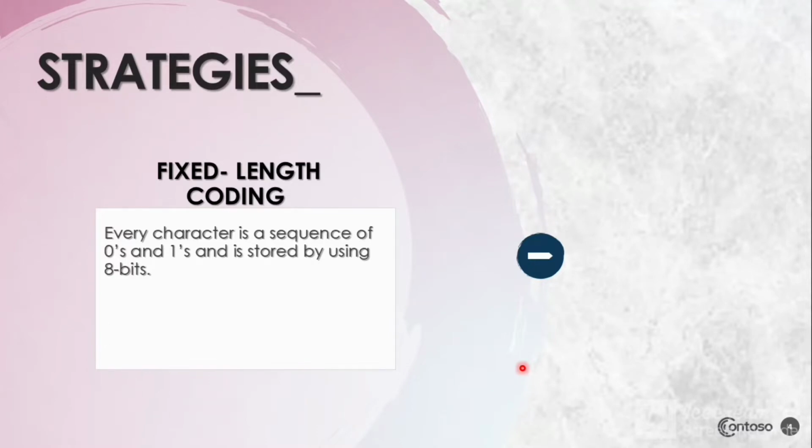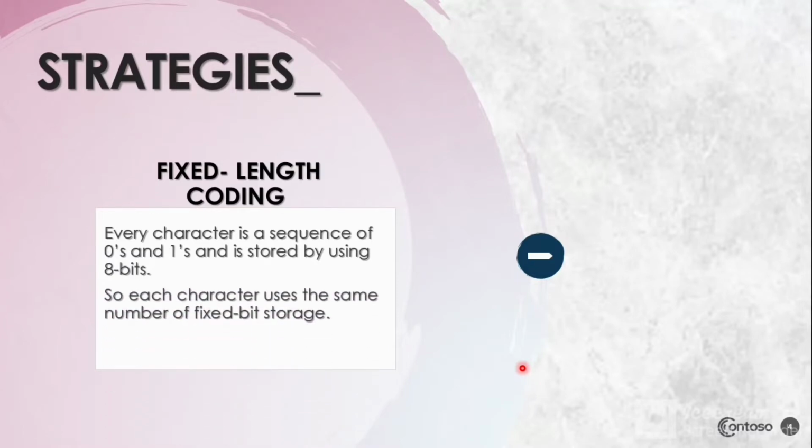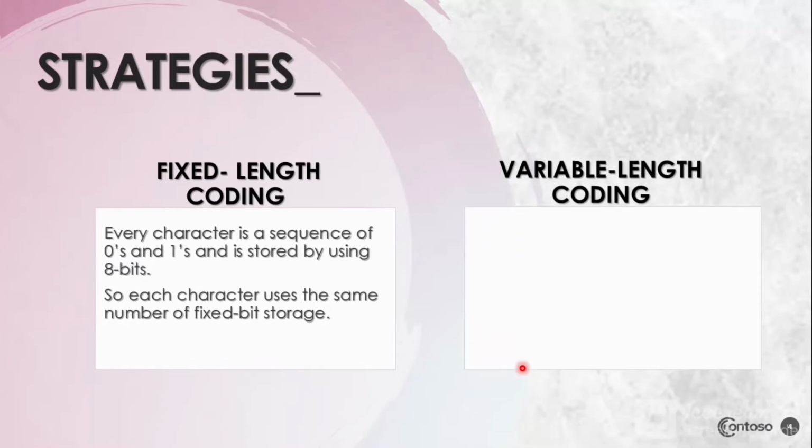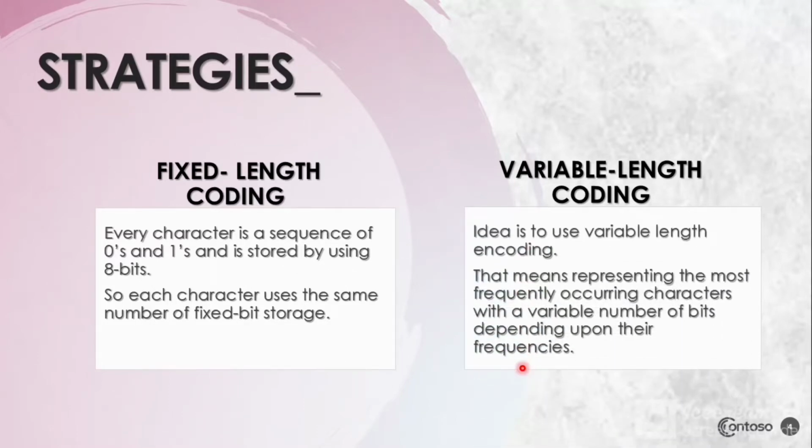In the first case, we'll discuss fixed length encoding, in which every character is assigned a binary code of a fixed number of bits. As one character can be stored in 8 bits, that is fixed length encoding. On the other hand, variable length encoding, as opposed to fixed length encoding, uses a variable number of bits for characters depending on their frequency. So basically, the objective is to transmit the information using the fewest number of bits.